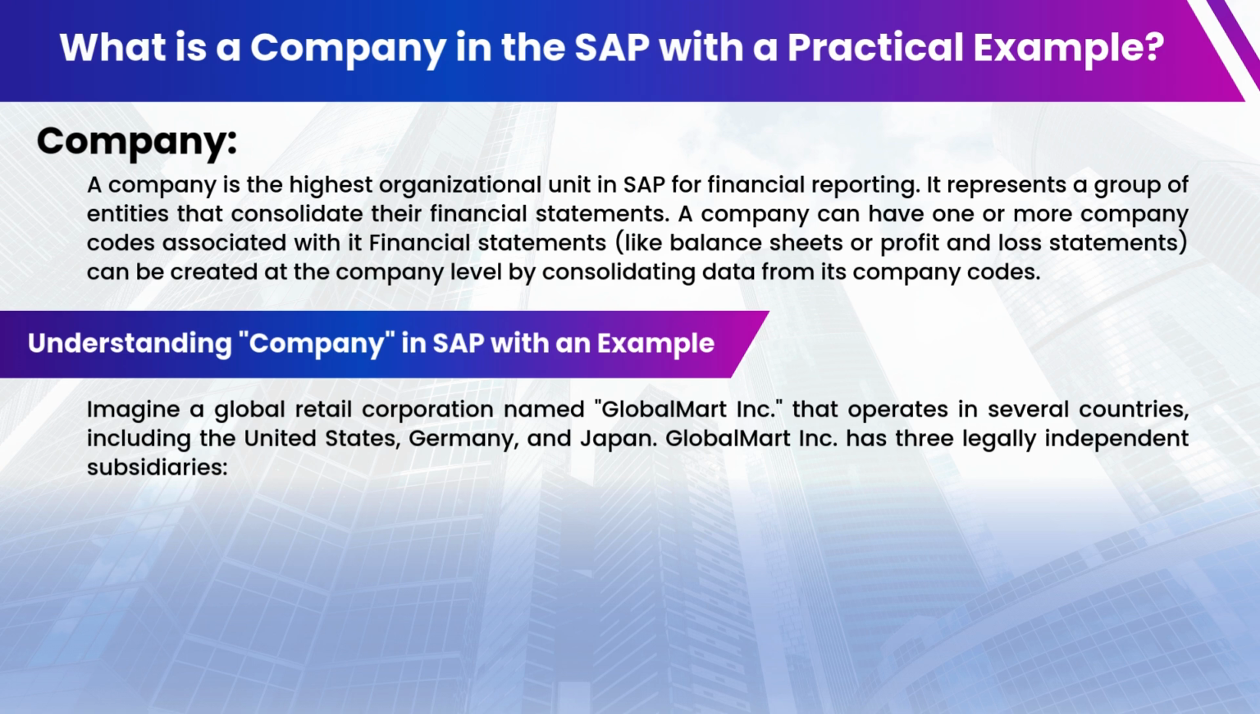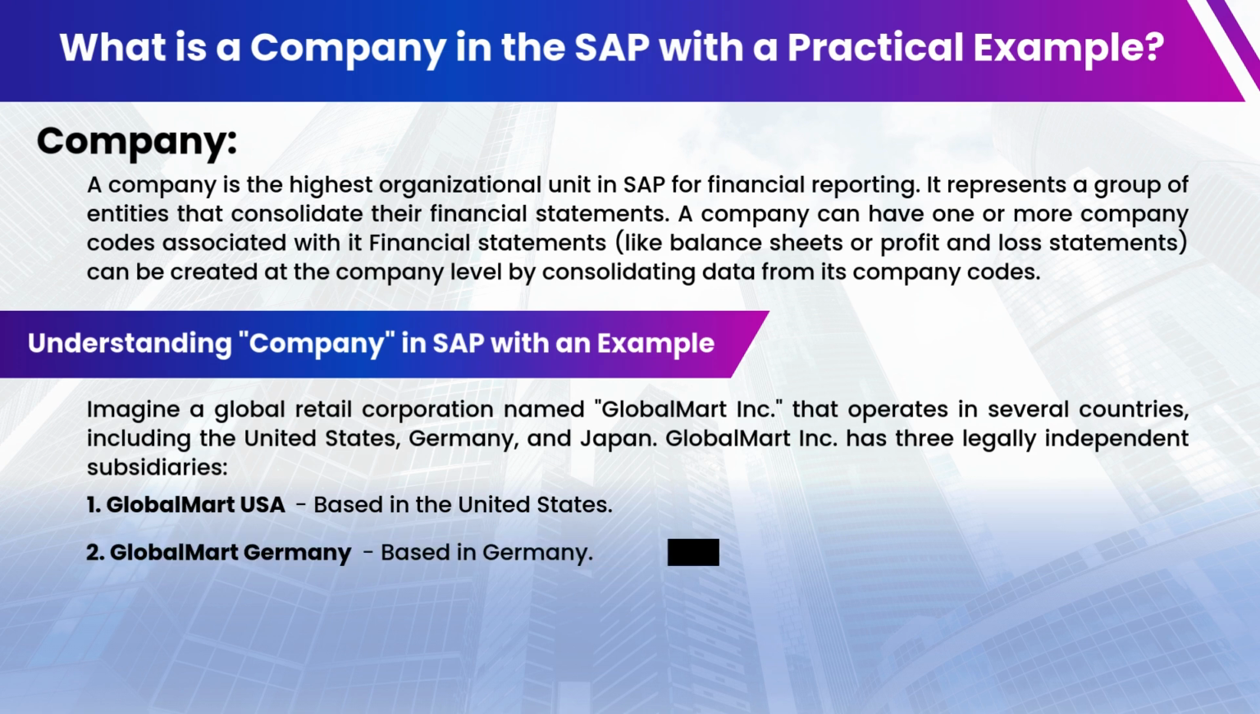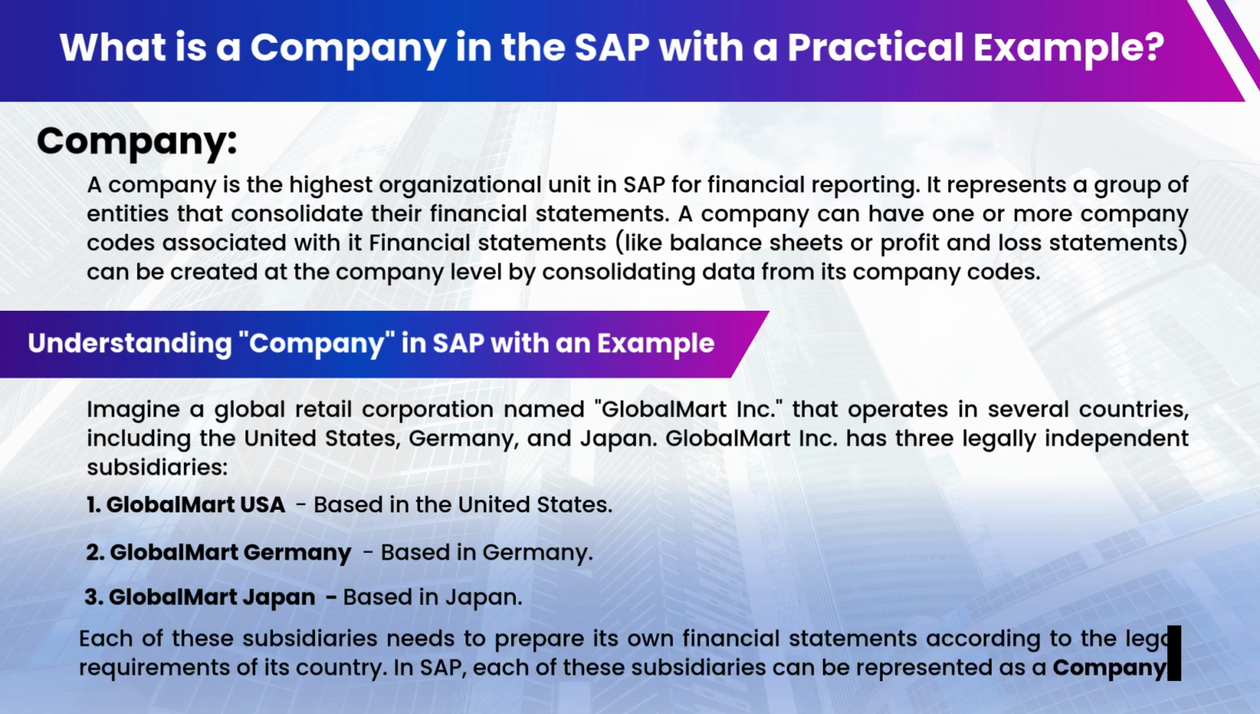that operates in several countries, including the United States, Germany, and Japan. Global Mart Incorporation has three legally independent subsidiaries: Global Mart USA, based in the United States; Global Mart Germany, based in Germany; Global Mart Japan, based in Japan. Each of these subsidiaries needs to prepare its own financial statements according to the legal requirements of its country. In SAP, each of these subsidiaries can be represented as a company.